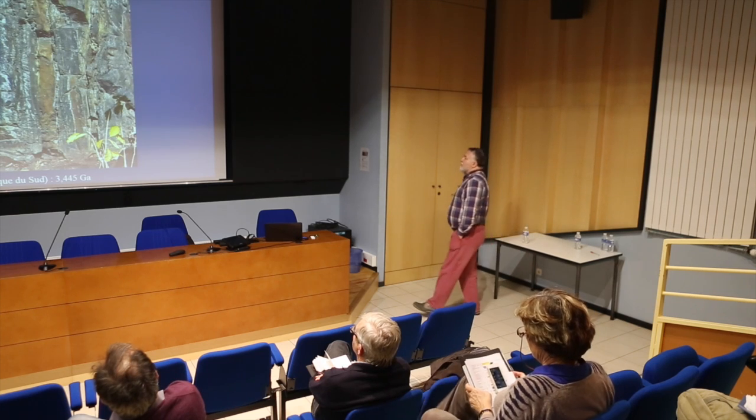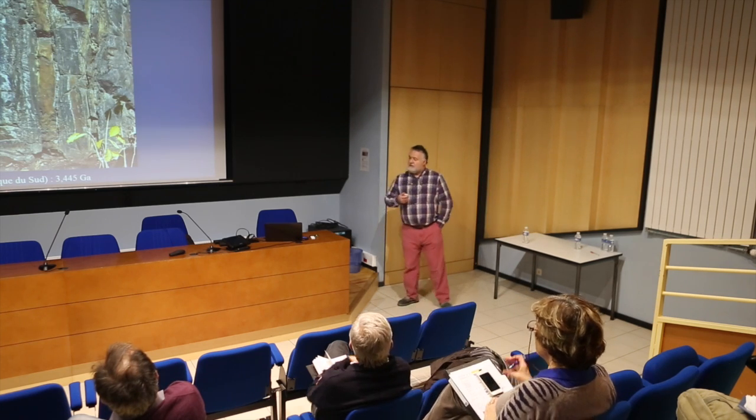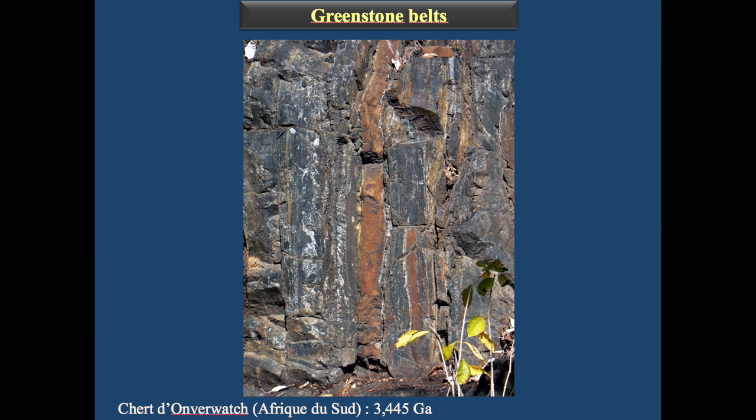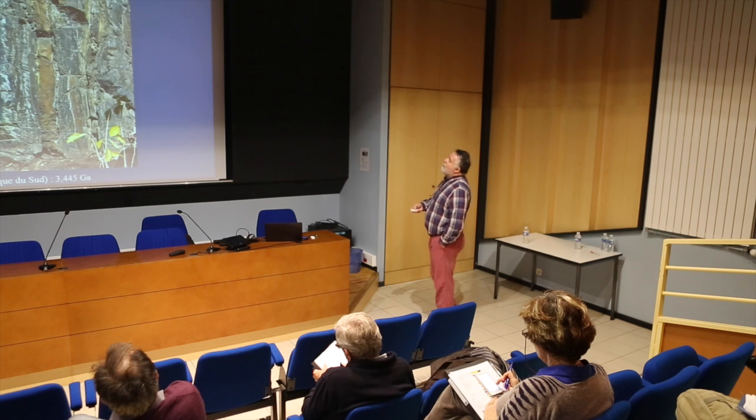Other kind of sediments, special in the Archean, are chert. So this is mainly hydrothermal silica that precipitated in an environment, probably just like a black smoker or white smoker along the mid-ocean ridge.